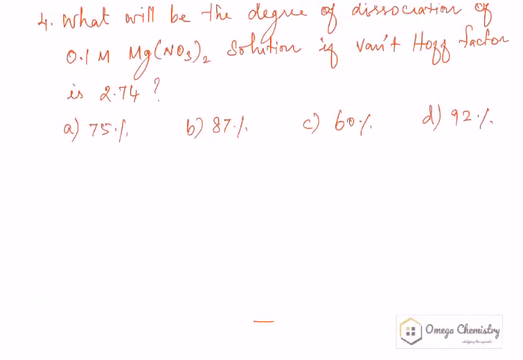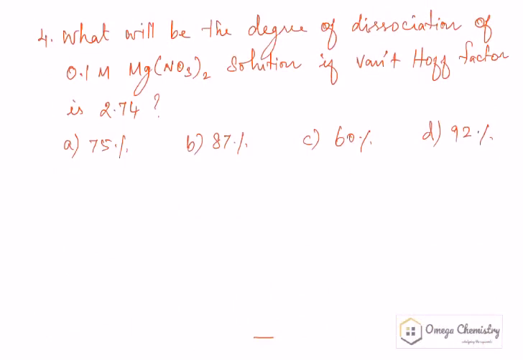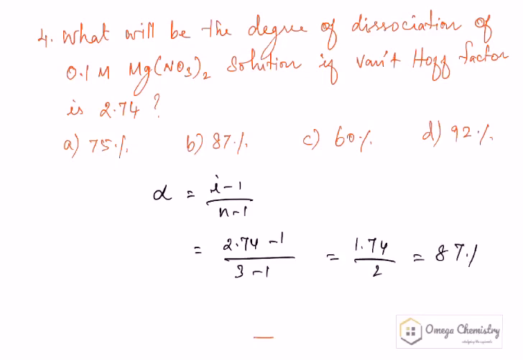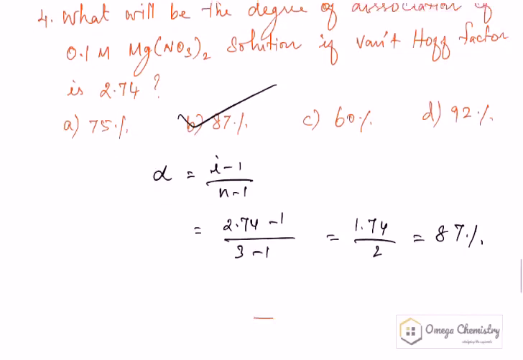Fourth one, what will be the degree of dissociation of 0.1 molar magnesium nitrate solution if Van't Hoff factor is 2.74? This is very simple. I am going to calculate what is alpha. Alpha is i minus 1 by n minus 1, right? So it is given that i is 2.74 and minus 1. Since magnesium nitrate is given, magnesium nitrate will dissociate into 3 particles, so it is 3 minus 1, which will get me 1.74 by 2, that is nothing but 87%, which means answer B is right.